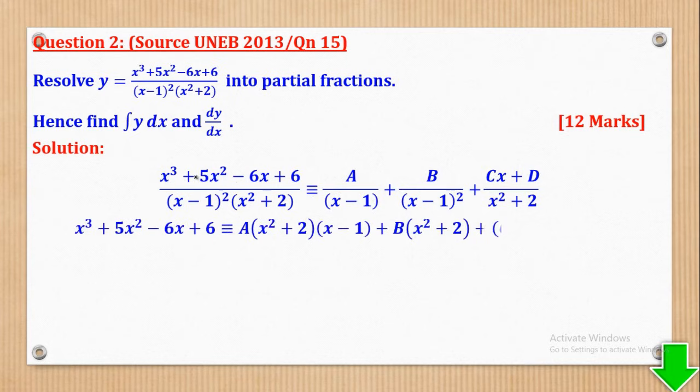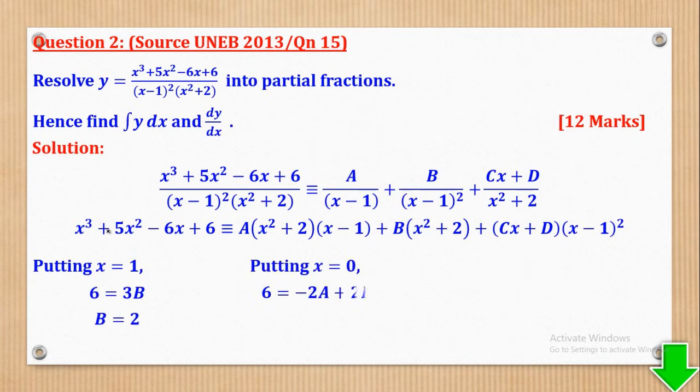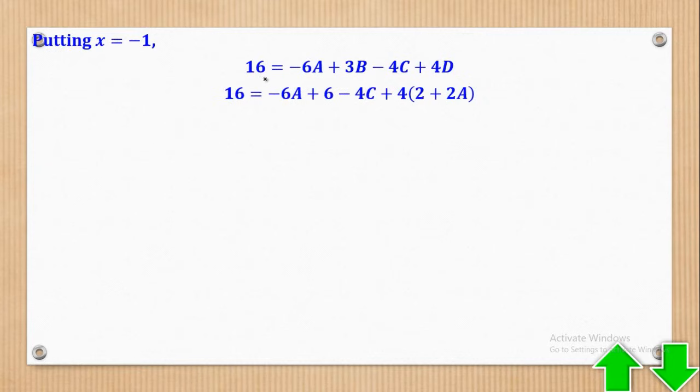Next is to extract out the numerators and then use any of the two methods. Let me choose the one of using suitable values of x. Putting x equal to 1, I'll come up with b as 2. Putting x equal to 0, I'll come up with that. And the good thing, I already know b, so I'll substitute for b and get that expression. Then putting x equal to -1, I'll come up with that. Then I substitute for b and also for d to come up with that.